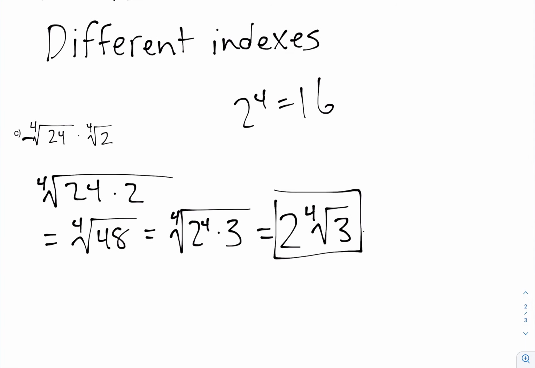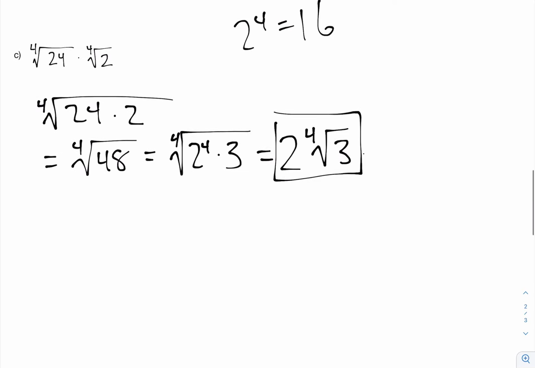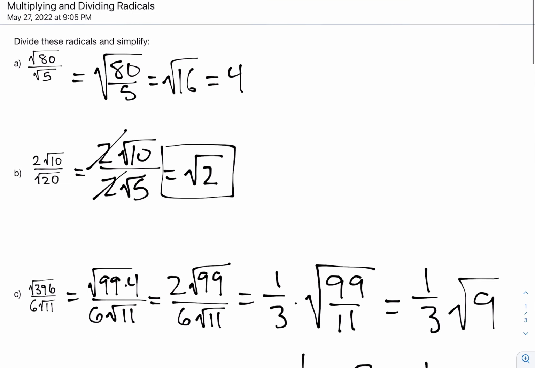So the radicals' indexes were the same. We can use our laws here. Okay, just some more practical examples of multiplying and dividing radicals.